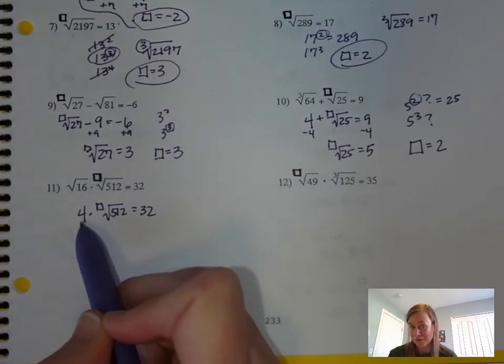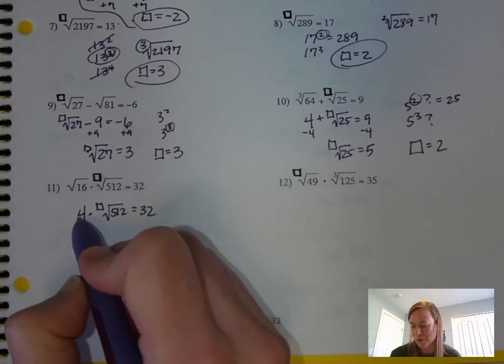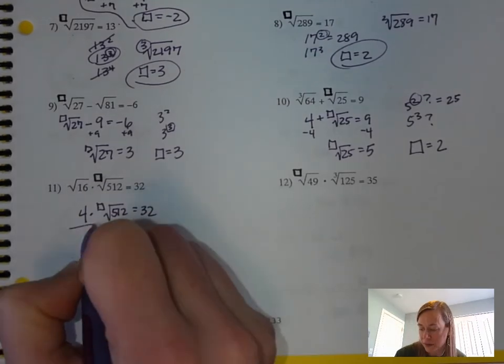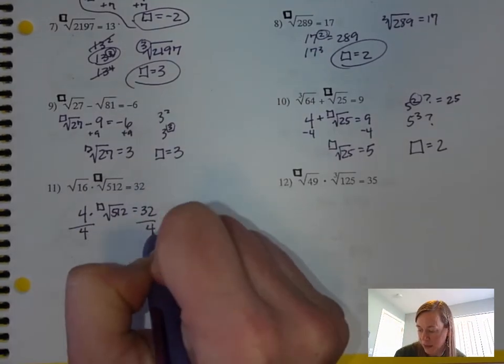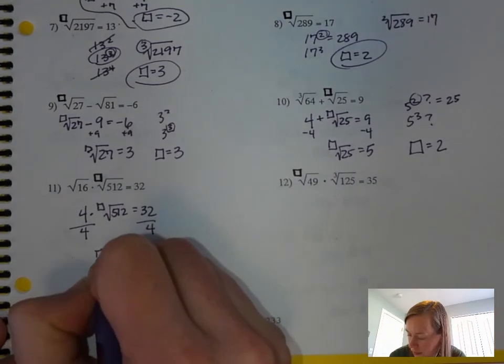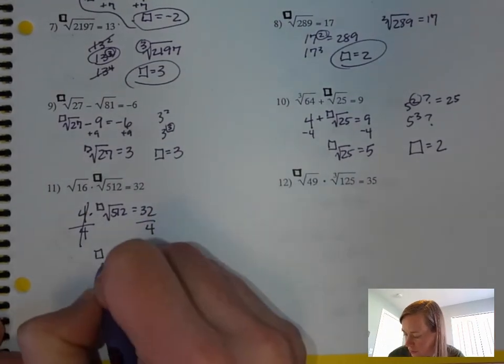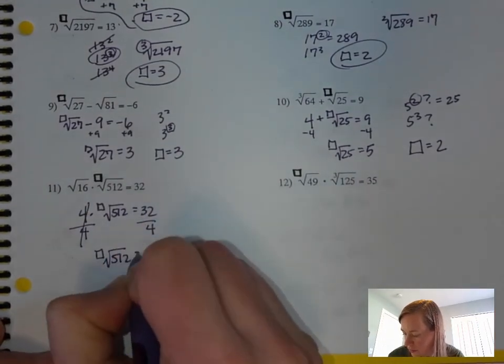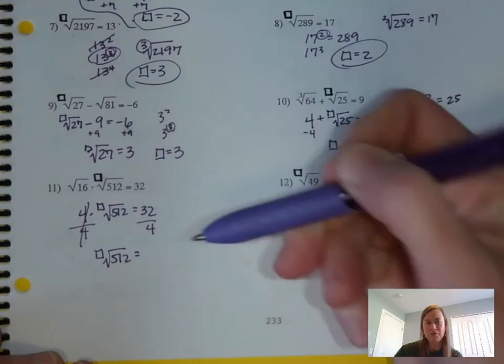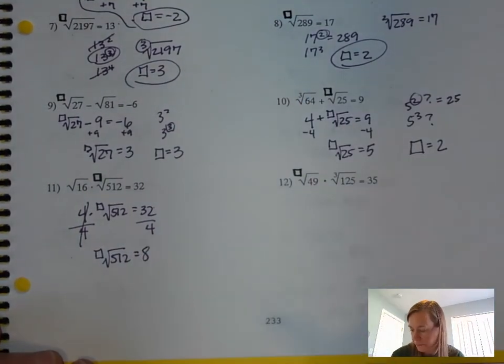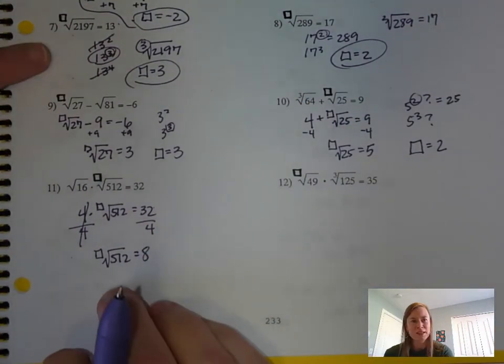So we need to get rid of the 4. How are we going to get rid of the 4? Right now it's multiplying, so let's divide by 4 to get rid of it. Okay, so now we have, this cancels out, and you're left with the mystery root of 512 equals 32 divided by 4 is 8. And now it's again just like one of these problems.